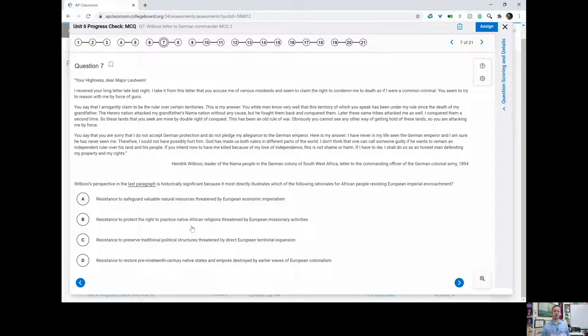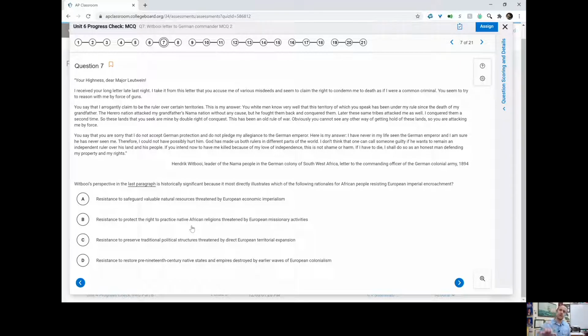Okay, so again, no religion part, okay? Nothing about natural resources. We got traditional political structures. Yes, we got native states and empires. Sure. So it's between C and D. And I've barely touched this passage. I've cruised through in a hurry, skimmed, not even every word on my eyes, okay? So I don't need to do that.